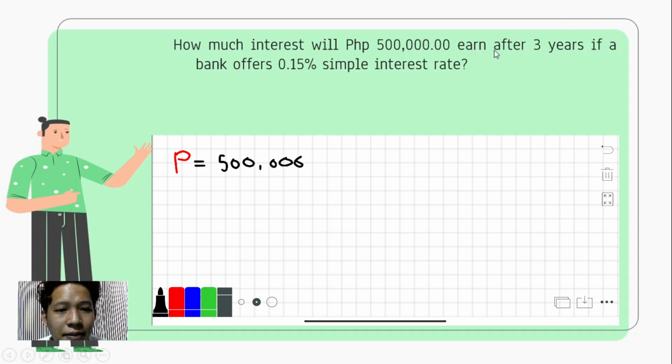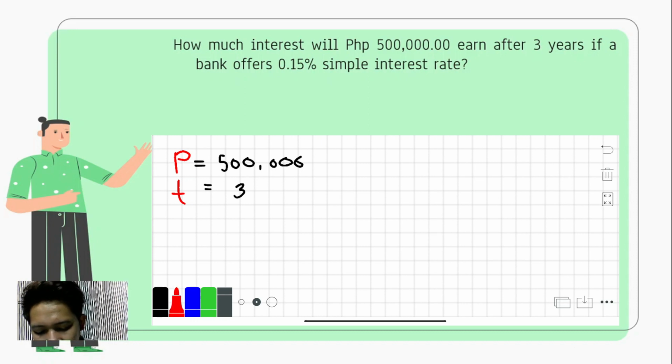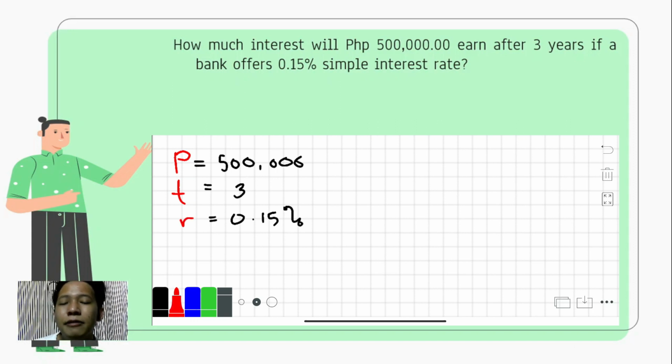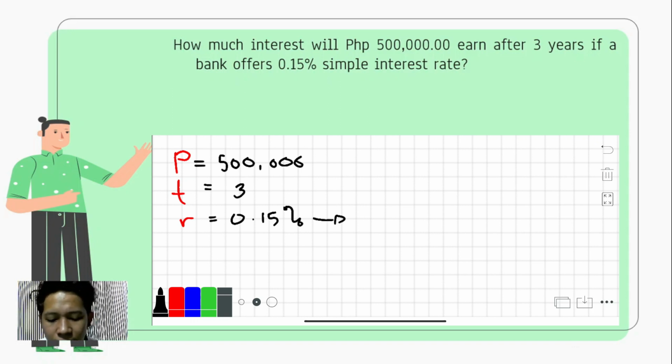And then, sabi dito, earn after 3 years. So, yung 3 years natin would be our time. Okay? Next is, if a bank offers 0.15% simple interest rate. So, si 0.15% is actually our rate. Pero tulad ng sinabi ko kanina, before we proceed with the computation, we still need to convert 0.15% into decimal. Ang gagawin natin is, in converting that, we move the decimal point 2 decimal places to the left. If this is 0.15%, then we move the decimal point 2 decimal places. We have 1, 2.